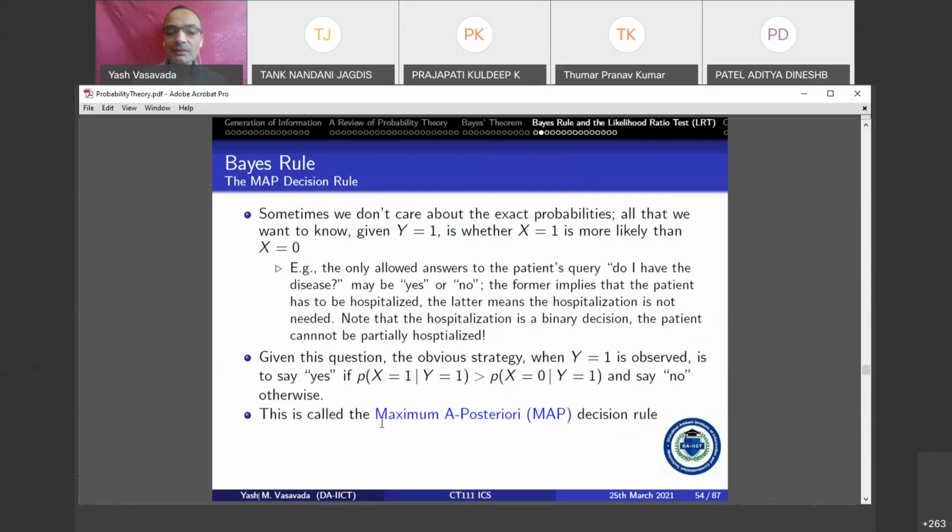And the word maximum is because you are doing this maximization. Which one is more than the other? If the probability of the posterior x equal to 1 is greater than the probability of x equal to 0 posterior, then I will be worried. I will say that I have the disease, right? So that is where the different terms in this name come about, maximum and posterior.